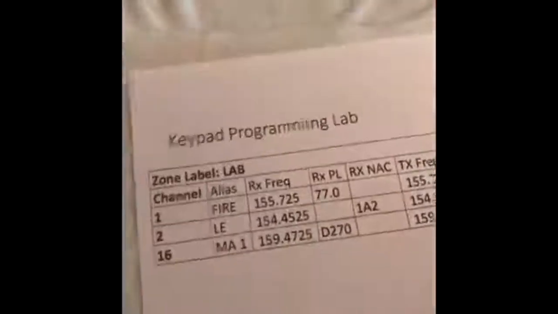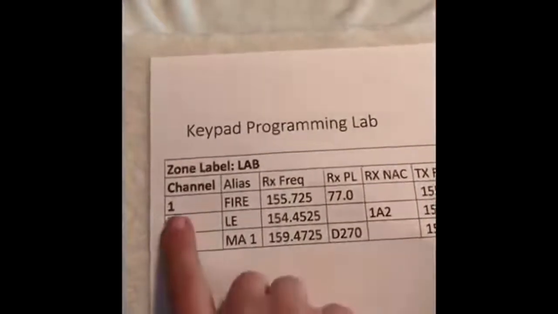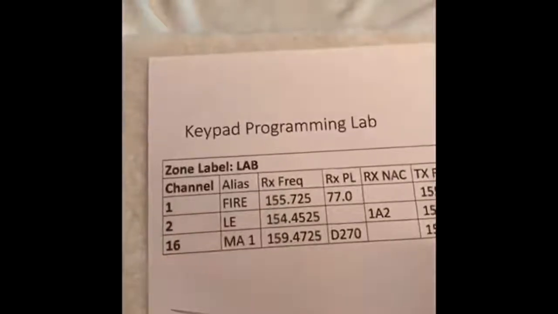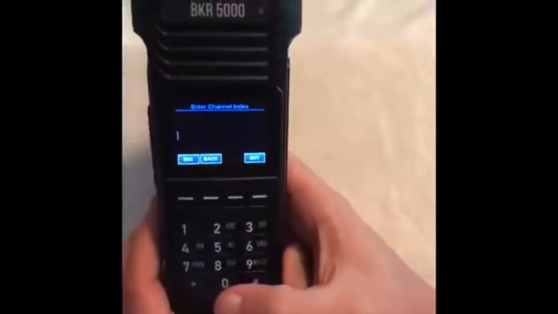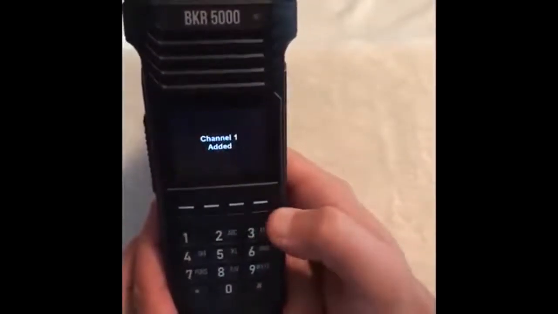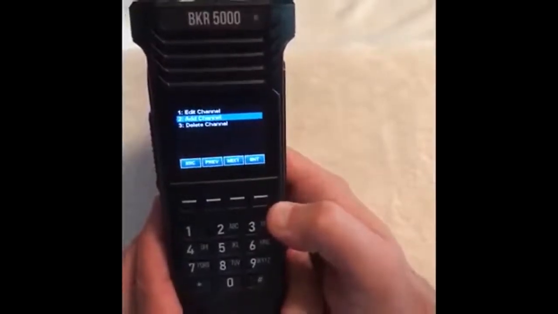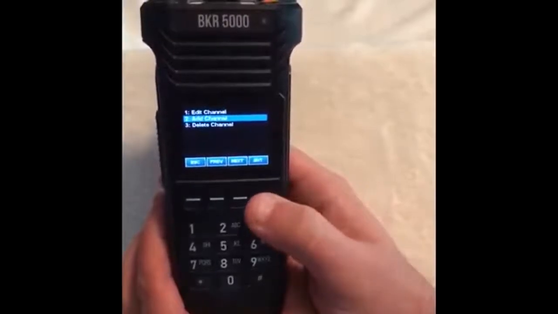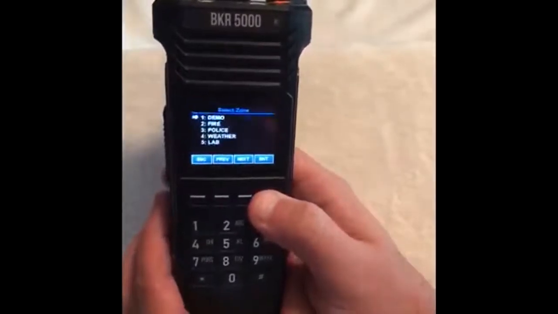So if we look back to my lab, here I'm going to put in a channel 1, a channel 2, and a channel 16. So for channel index number, I'm going to press in 1 and enter. Channel 1 has been successfully added. Since I have to add 2 more channels, I'm going ahead and press enter with channel add selected.